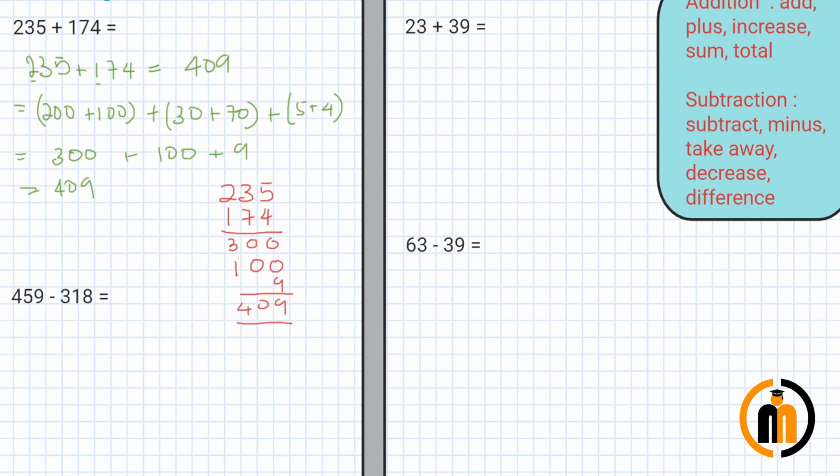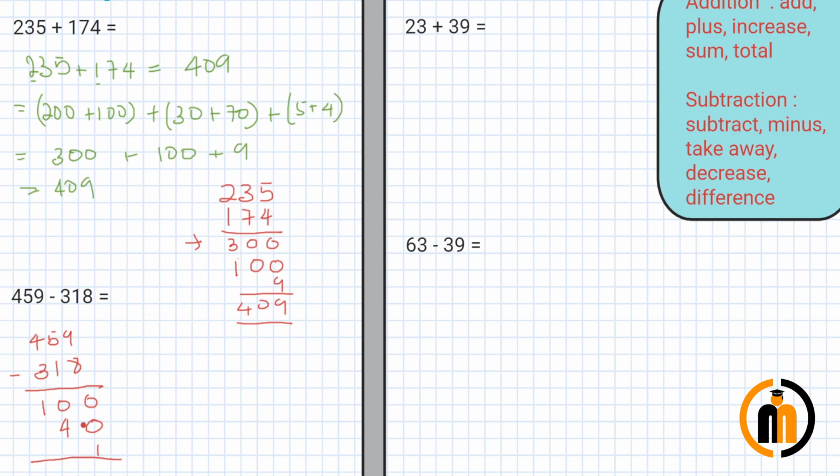Now let's look at subtraction. We're going to use the same method we used with the red color. We have 459 and we have 318 minus. So now we have 400 minus 300, we will get 100. Then we have 5 minus 1, which would give us 4, and then we have 40. We have 9 minus 8, which will give us 1.